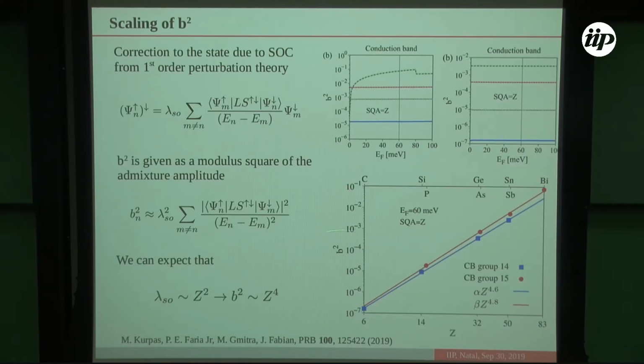So what we see here is that B squared scales as Z to the power of 4.6 for group 14 elements, and as atomic number to the power of 4.8 for group 15 elements. So, okay, there is a deviation from Z to the power of 4, but we would naively expect Z to the power of 4 because spin-orbit coupling is a complicated thing in crystalline solids. There are also other effects that we already discussed, and we actually can't fully explain what the deviation comes from because it's a really complicated problem, but we can say that roughly it follows Z to the power of 4.